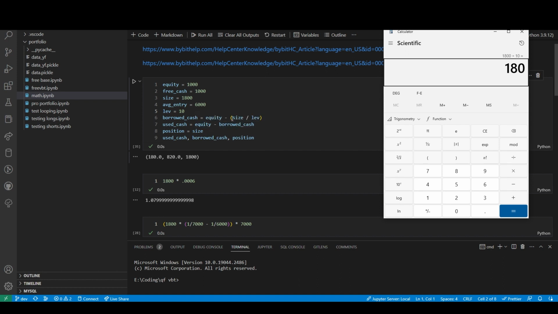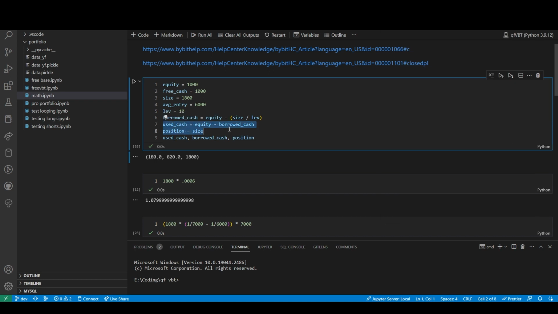Well, I don't even need to do that. That doesn't make any sense. Because then we just do used cash is size divided by leverage, and then we just do equity minus used. Yeah. So we change this to 5. We change this to 1. It's impossible. 2.